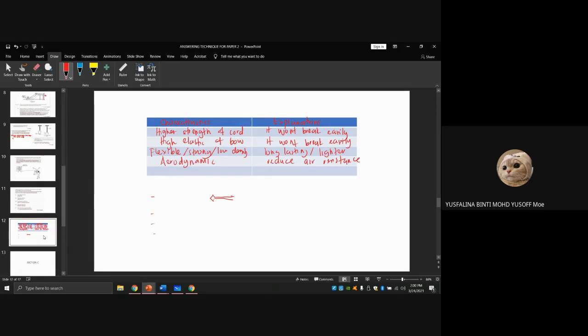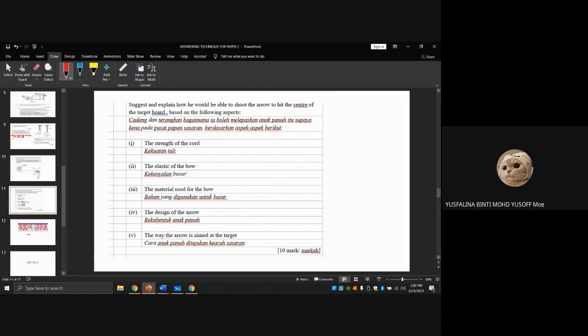Teacher, can you repeat this? Okay, let's say in the Olympics, before they shoot the arrow, what will they do? They will aim first, right? So how do they aim the arrow? The bow is angled at a slightly high angle. Yes, that's correct. Good.